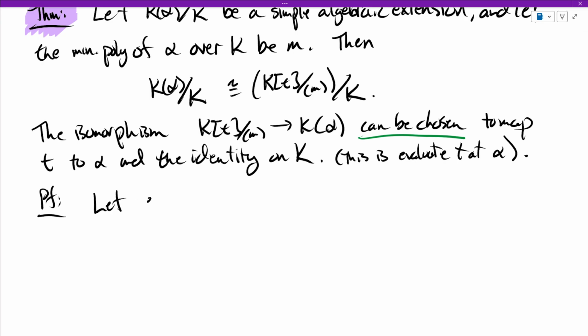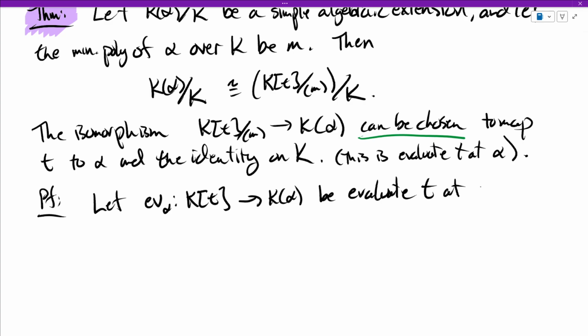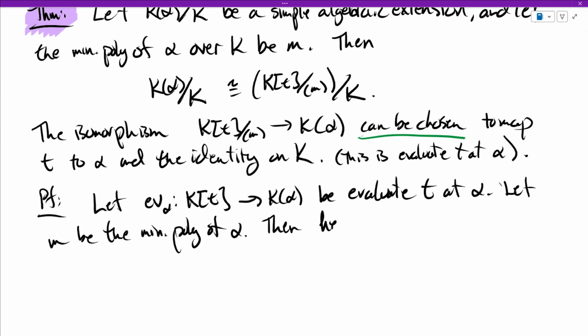Well, let's let evaluation at alpha be the map from k adjoin t to k(alpha). Let's again let m be the minimal polynomial. Then the kernel of evaluation at alpha is generated by m. This was related to something we said in a previous video. We were talking about the minimal polynomial dividing every polynomial with alpha as a zero.